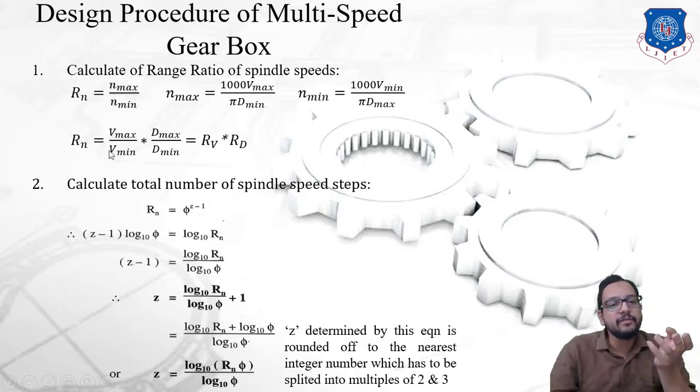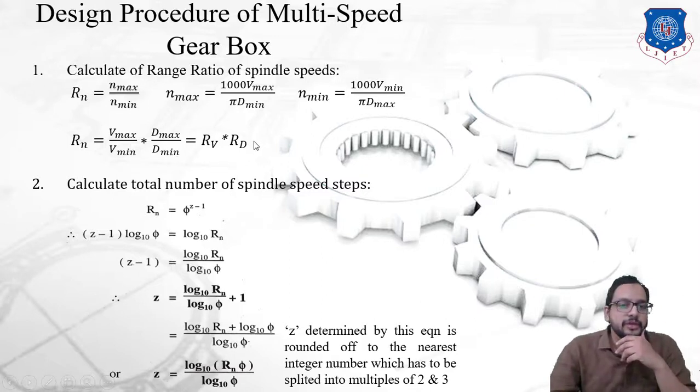Now can I say that V max upon V min is a ratio? So which ratio is it? We would say it indicates the range of cutting speed, and d max by d min indicates the range of diameter of a workpiece. So we can write it as Rb into Rt. Remember, only this equation is used to determine the range ratio in numericals.